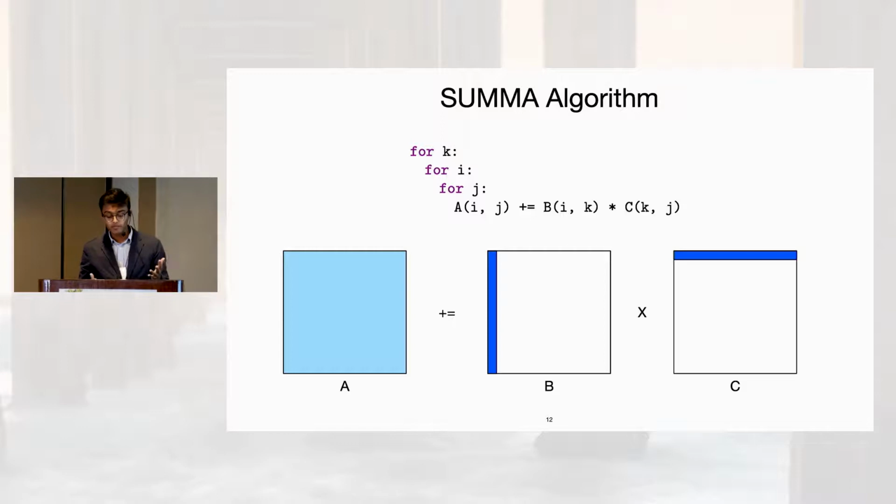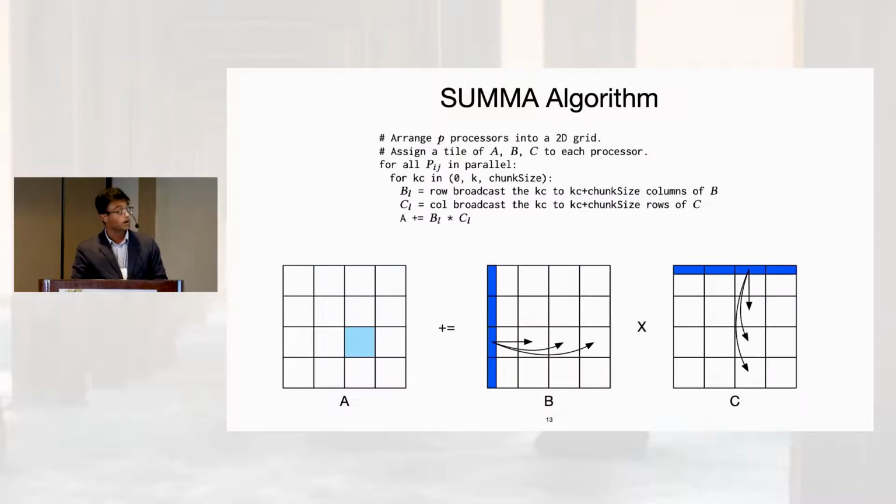So the SUMMA algorithm is going to distribute this in the following manner. First, it's going to take all the processors in your machine, organize them into a two-dimensional grid, and tile the input matrices A, B, and C onto those processors, as I've drawn out here. Next, rather than considering one vector of B and C at a time, we're going to look at chunks of vectors from B and chunks of vectors from C at a time. And so we're going to do outer products between these chunks of vectors.